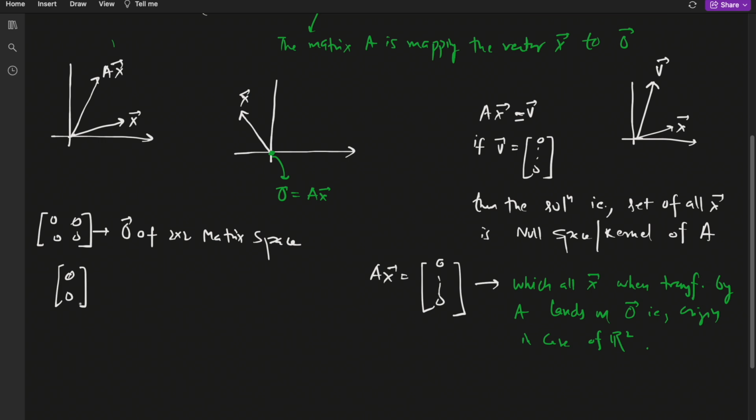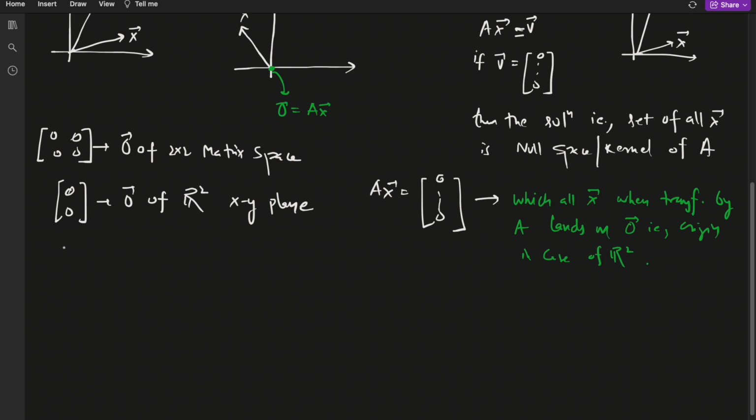This is the zero vector of the R2 XY plane. All right. Similarly, we could have a zero vector for function space. Basically, it is nothing but just zero, because you have no components at all. So that is the zero vector for the function space. So you can have a zero vector; it's an abstract concept. Okay.